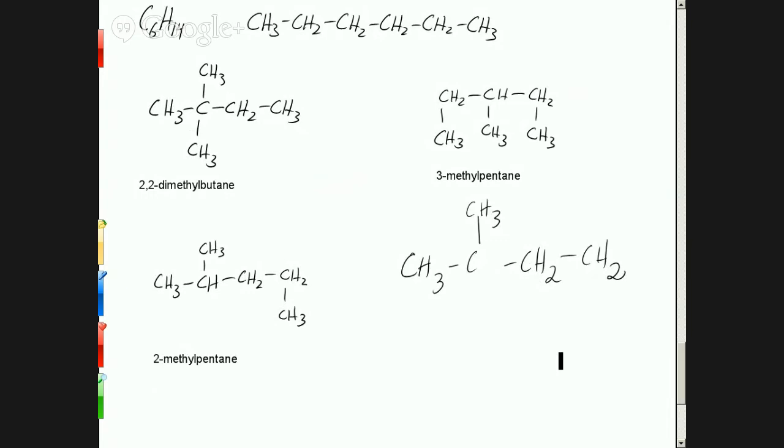Okay, since I moved it, I'm going to have to compensate for the hydrogens: 1, 2, 3, 4, 6, 7, 8, 9, 10, 11, 12, 13, 14. No, wait a minute. It's 14, right? Hydrogens? Yeah. And if it's 14, then yeah, I think I was right. Why is that 2? You need one more carbon.